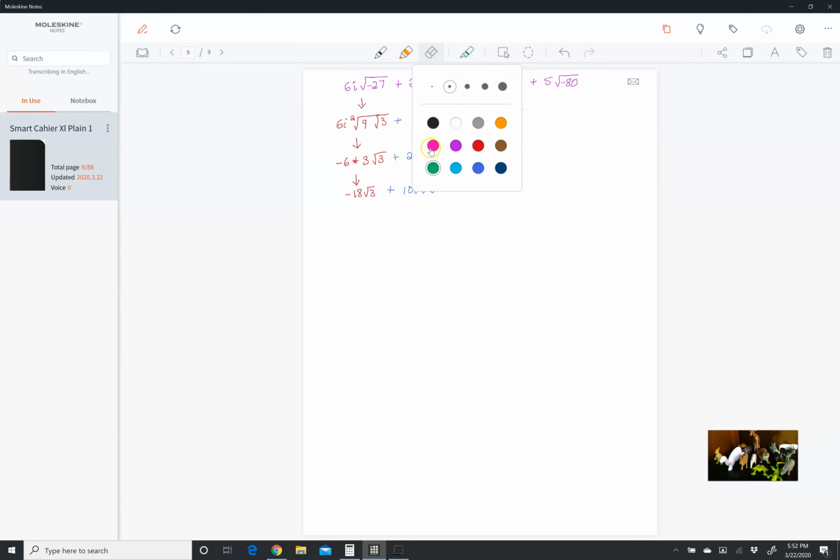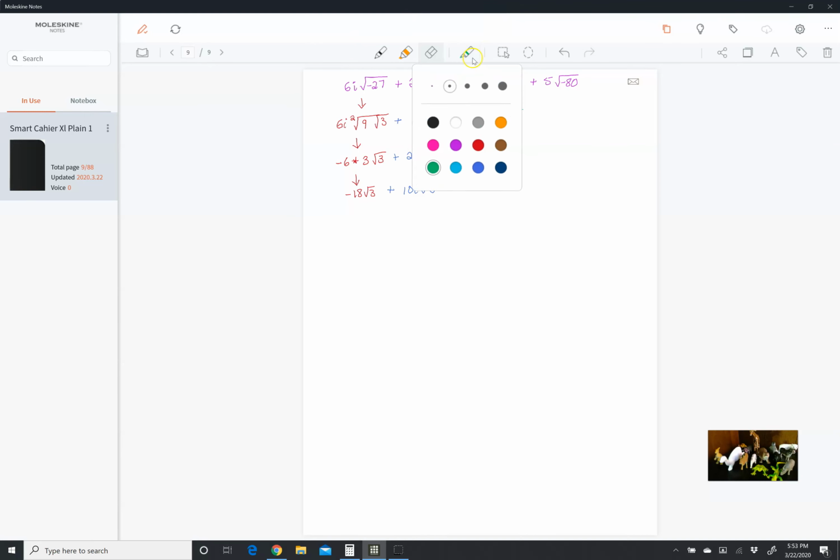So let's just, I'm going to put that in black. This i squared, that's where the positive came from. Okay. So now we have 3 times 4 square root of 3, which leaves us with plus 12 root 3.